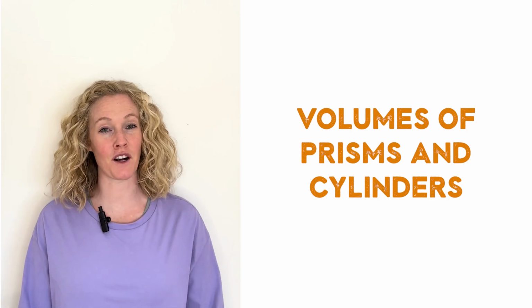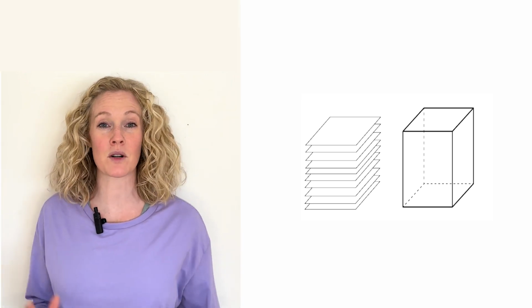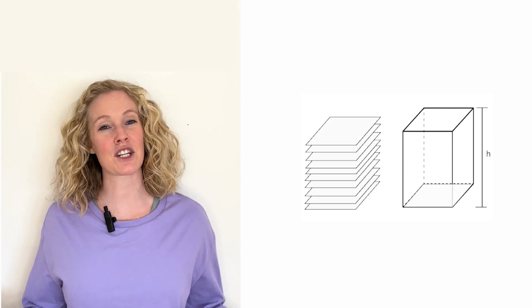Did you know you can find volume without memorizing any formulas? When you take a two-dimensional shape and you stack it, you create a three-dimensional solid. So to find the volume of any prism or cylinder, you just take the area of that base and multiply it by the height. Let's check out some examples.